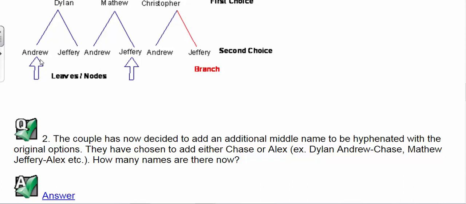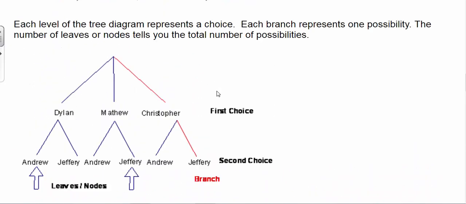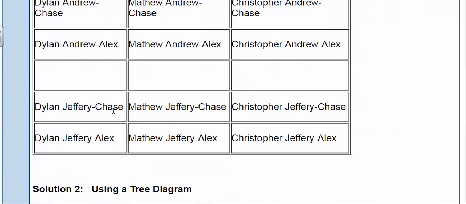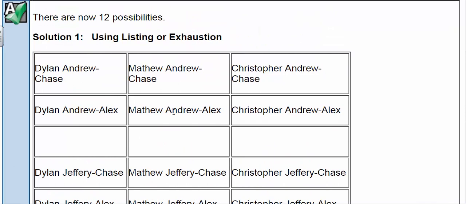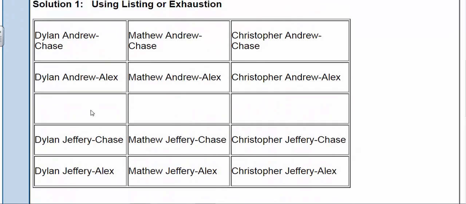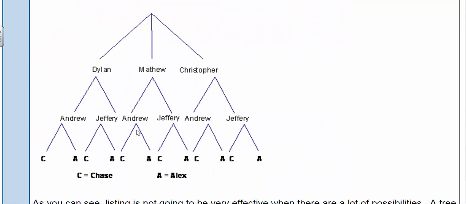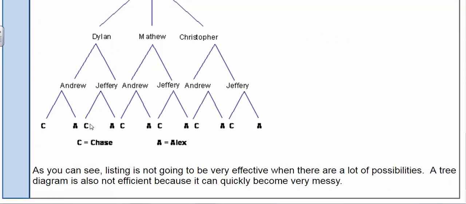We had 6 options to here, 2 more after that, and so 12. So 3, then 2, then 2, and of course that gives us a listing of 12 possibilities here. I don't know why there's an extra row in there. And then the tree diagram would allow us to get to 1, 2, 3, 4, 12 different possibilities here as well.